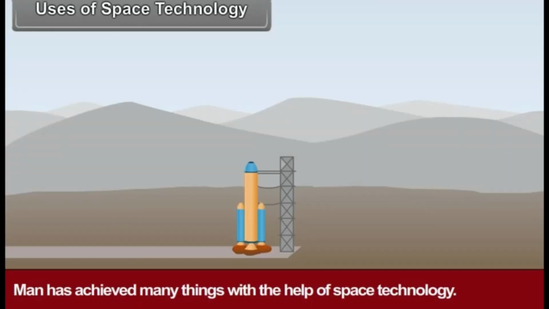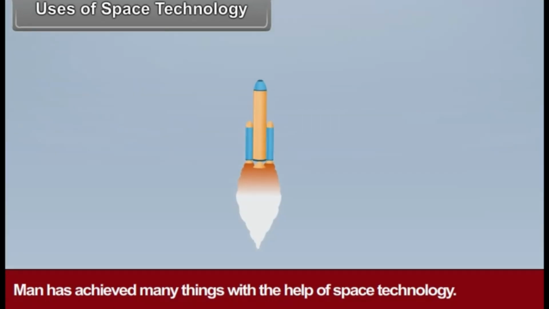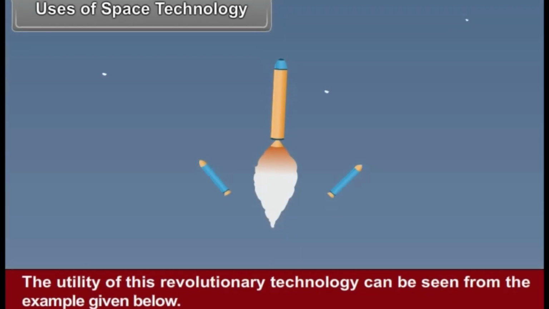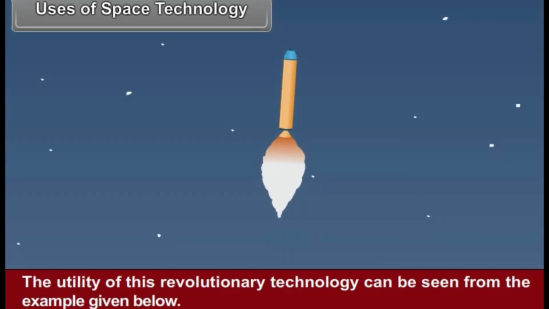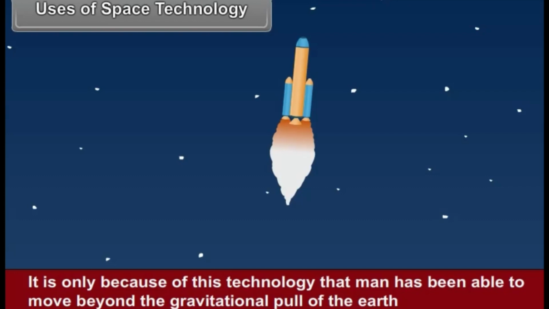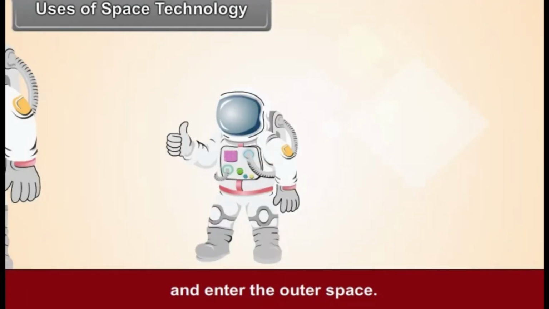Uses of space technology. Man has achieved many things with the help of space technology. The utility of this revolutionary technology can be seen from the examples given below. It is only because of this technology that man has been able to move beyond the gravitational pull of the Earth and enter the outer space.